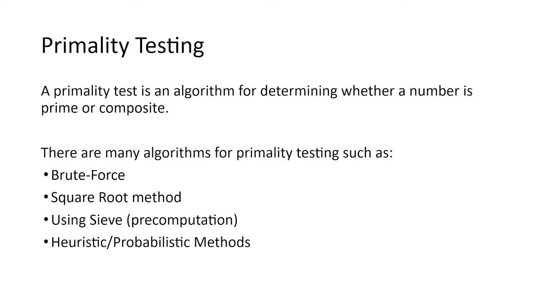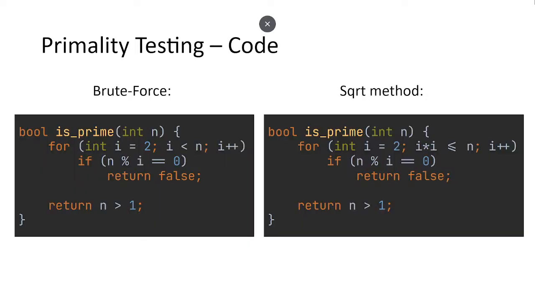So as I said, in primality testing, we check whether a number is prime or composite. Basic algorithms for it are brute force, obviously, then the square root method, and then using the sieve and other heuristic and probabilistic methods. This is the code for brute force.